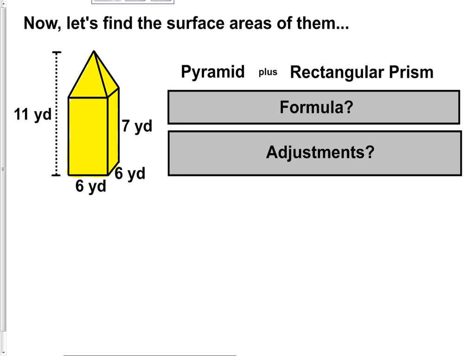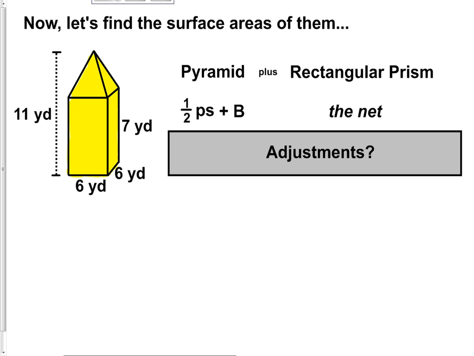And remember, for a figure that has one base, like a pyramid, we have a formula: 1/2 times the perimeter of the base times the slant height of the pyramid plus the area of the base. Kind of a complicated formula, but we've seen it before. 1/2 PS plus big B. And the rectangular prism, that was when we defaulted to the net. So we'll figure out the different pieces of the net, and then we will add them all up to find the surface area of the rectangular prism.